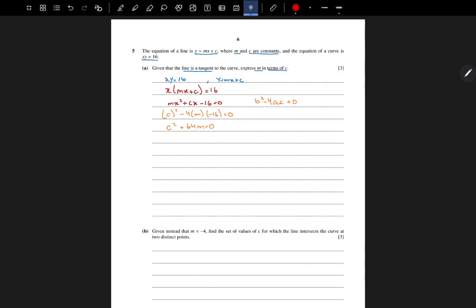Now we need to express m in terms of c. So we need to make m the subject. So this will give us 64m = −c², and m = −c²/64.